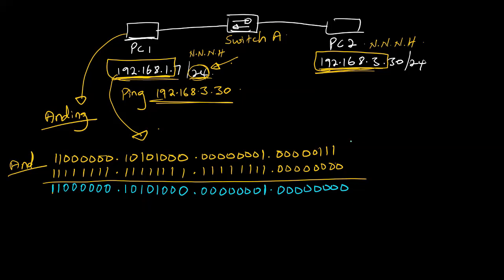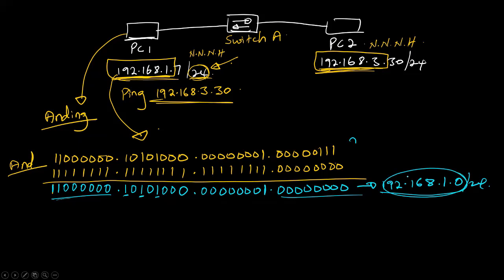Perfect. Let's convert this back from binary to decimal. This is 192. Dot. This is 128 plus 32 is 160, plus 8 is 168. This is all zeros, dot 1. This is all zeros, dot 0, slash 24. The PC will do that and know that it is on this network. Are we together?